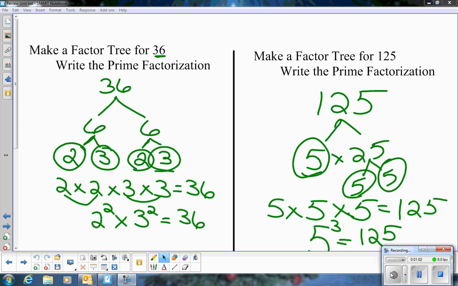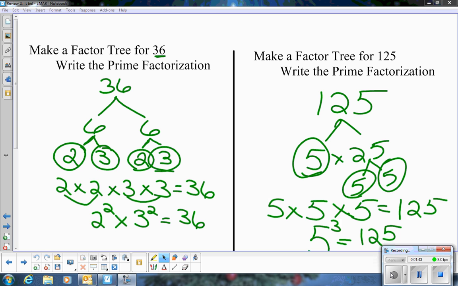Like I said, it doesn't matter what you use as your first pair, except that you never use 1. I saw some 1s across everybody that did it. You never use 1 because really it's just 1 times 36, and then you're going to start again. You always assume that the 1 is always going to be there. You don't worry about it. You pick a pair.